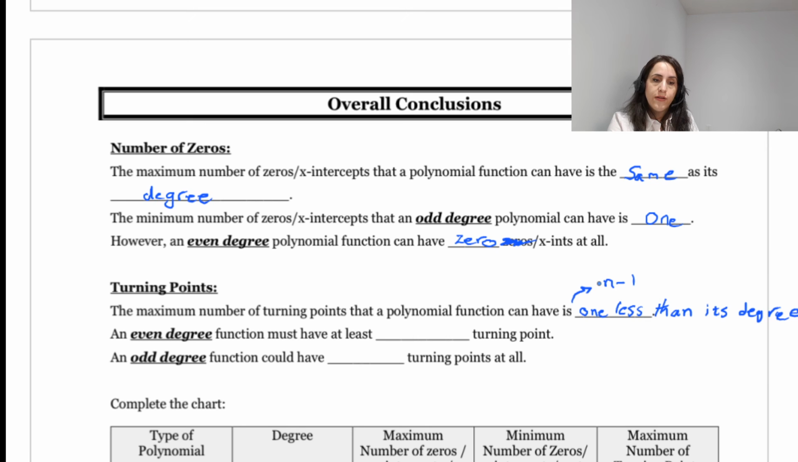An even degree function must have at least how many turning points? All of the even functions start from the top and finish at the top, or in opposite directions. Then for sure, if you are starting from the top and going to the top, you need at least one turning point. But an odd degree function, like a linear function, can have 0 turning points.